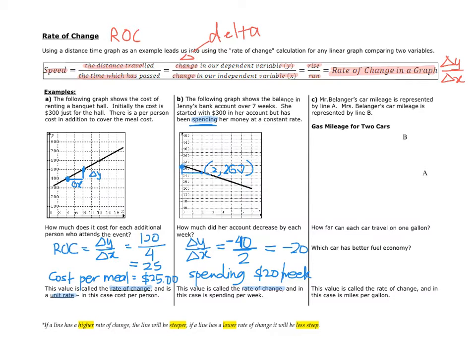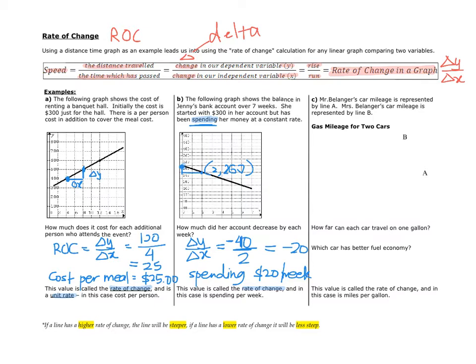I just quickly made it, and we're just going to look at now the car consumption. Mr. Boulanger's car mileage is represented by line A, and Mrs. Boulanger is line B. So which car, how far can each car travel in 1 gallon?